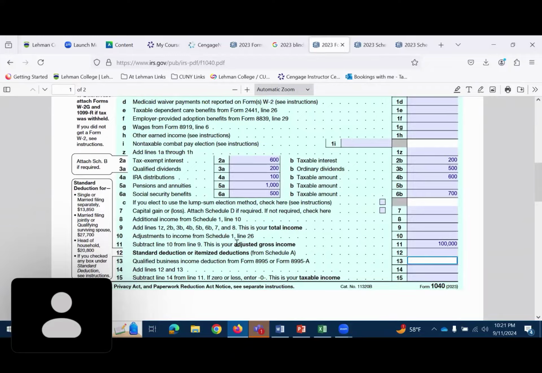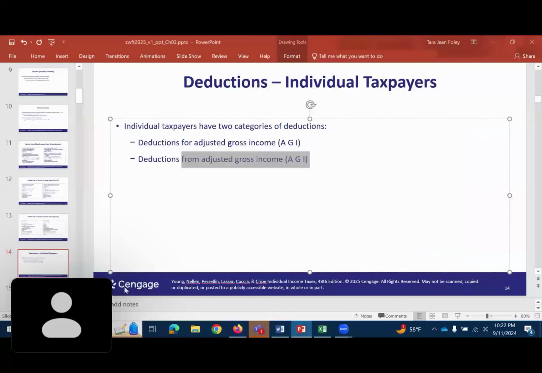You can't actually write all of them out because there are so many different deductions depending on what form you might use. And there are thousands of IRS forms. So anything above the line is for AGI, a deduction for me to get to my AGI, and anything below, which is just your itemized or standard deduction, and your qualified business deduction, is from AGI to get you down to your taxable income.